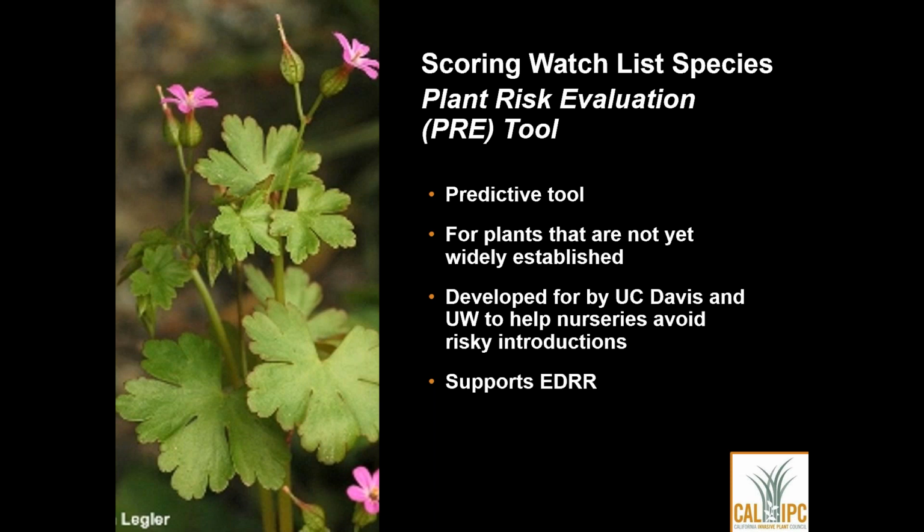The reason for that was that the existing tool we had could not be used for plants where we didn't have enough information about their spread in the state of California. This really supports early detection, rapid response.